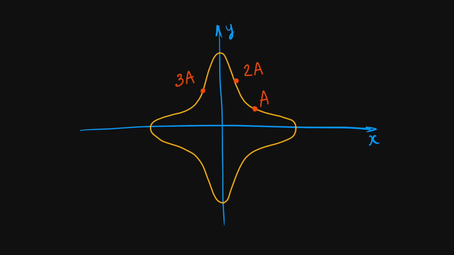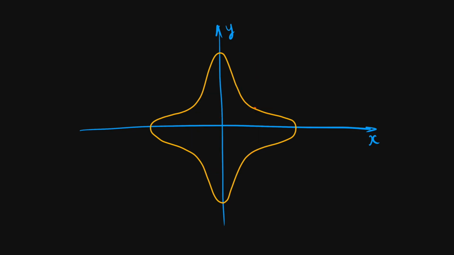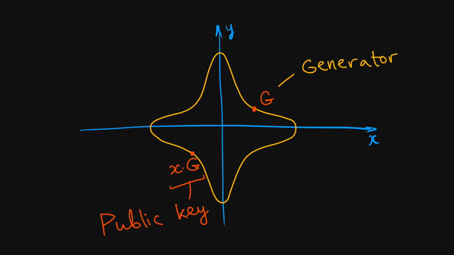Turns out, if we add a point many number of times, x, the path to the resulting point, xA, would look completely random. The key feature is that the number x is impossible to guess without trying almost all possible numbers. If someone knows the starting point and the end point, they cannot find the secret factor between them. We will call this starting point generator, the end point public key, and the x number of additions the private key. Now let's use this feature to help Alice and Bob construct a shared secret key.